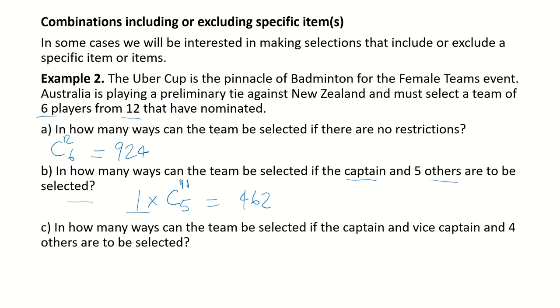Now, in how many ways can the team be selected if the captain and vice captain and 4 others are going to be selected? Well, again, think about how we're doing permutations. So captain has to be chosen, vice captain has to be chosen, and then we're going to have a pool of 10 players left over, and we're going to choose 4 of them. So using the graphics calculator, we're going to have 210 combinations now. Still tons of ways.